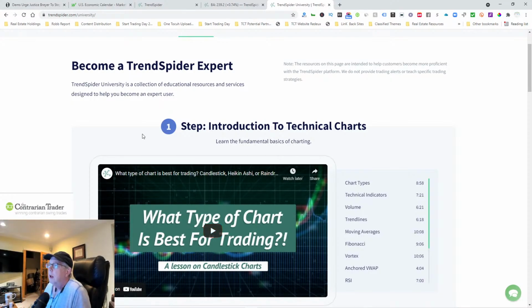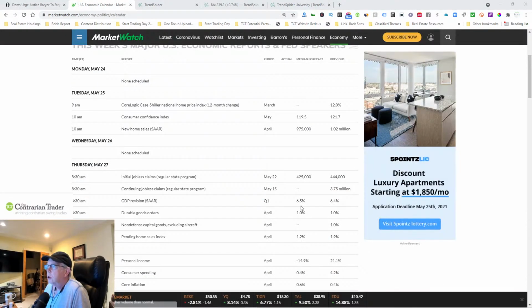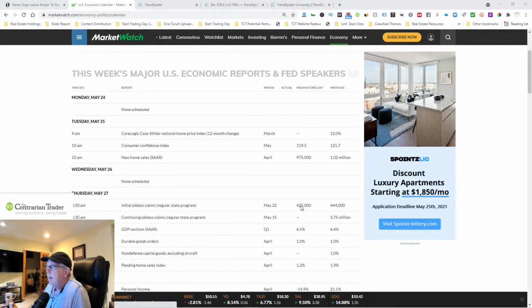Let's get to the economic data. So this morning, we have consumer confidence coming out. And we also have the Case-Shiller National Home Price Index.